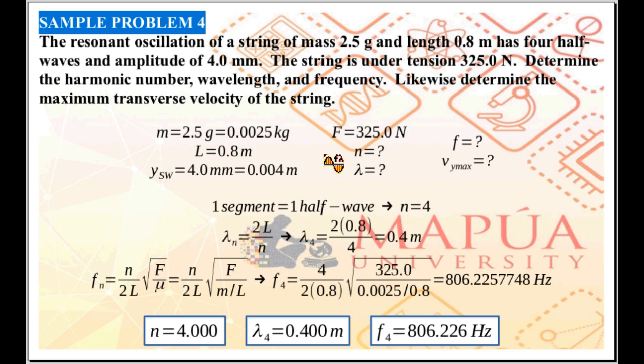And lastly, we know the tension in the string. We are able to determine the frequency. n is equal to 4, so the frequency is f_4, the fourth harmonic frequency. Plugging in the known values, we are able to calculate the frequency to be 806.226 hertz.